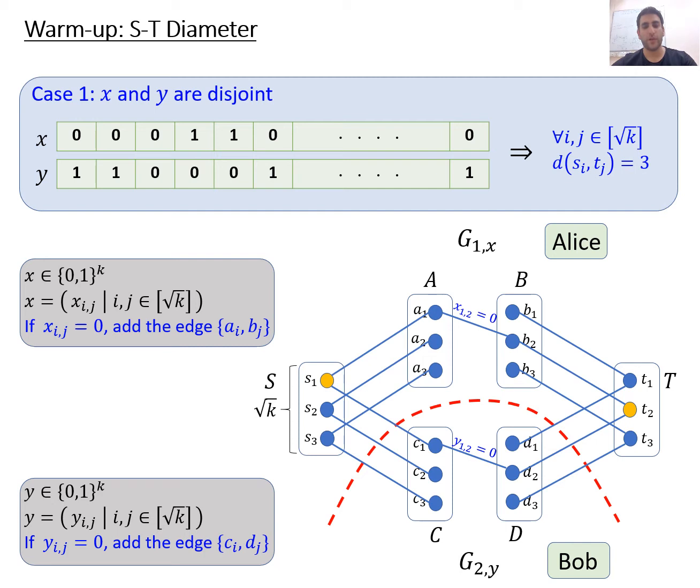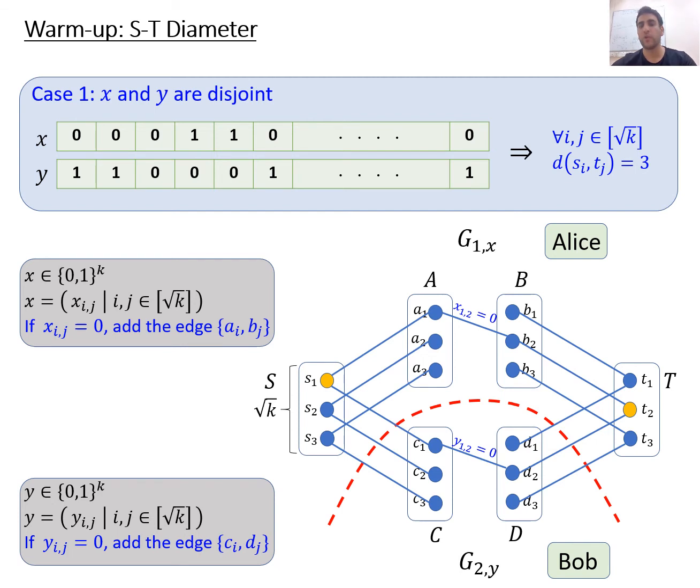And I want to illustrate this by an example. So let's take for an example the pair of nodes S1 and T2. And I want to show you that the distance between S1 and T2 is 3. So because the sets are disjoint, we know that either x12 is 0 or y12 is 0. It could be that both of them are zeros, but we only need one of them to show that the distance between S1 and T2 is 3.